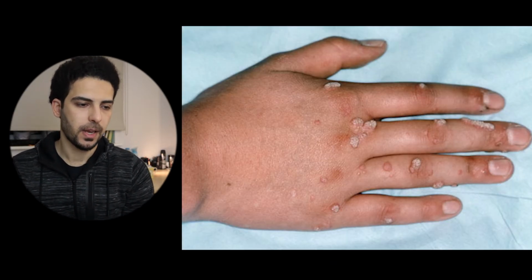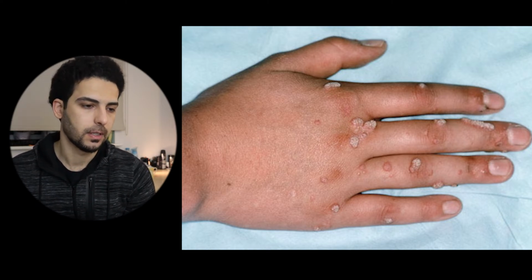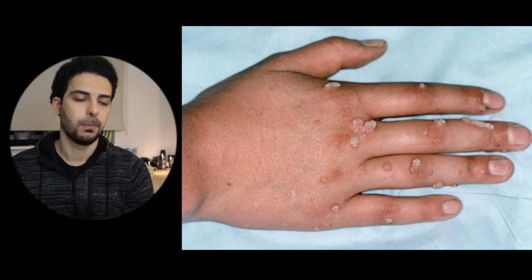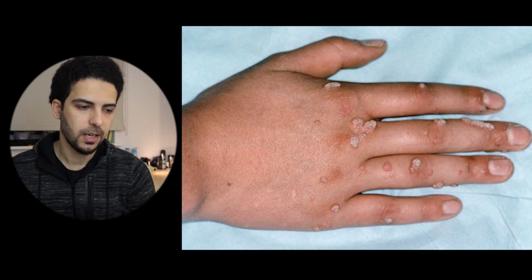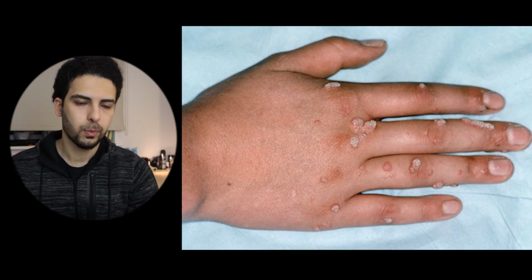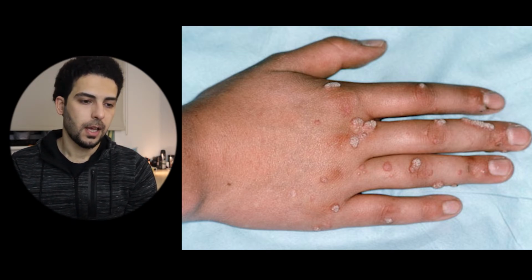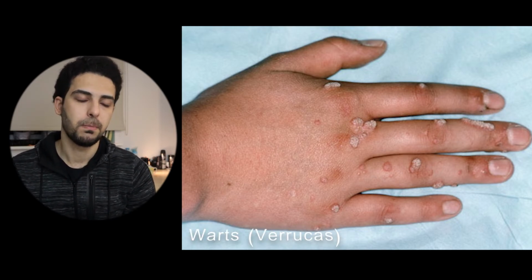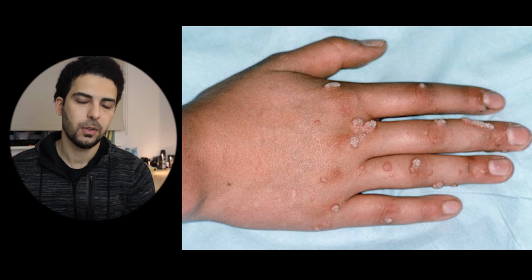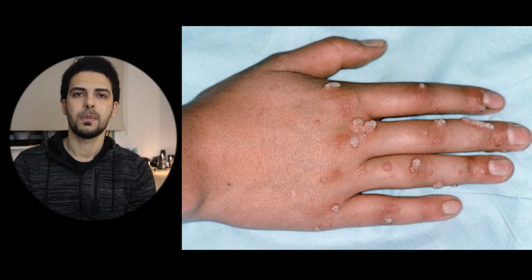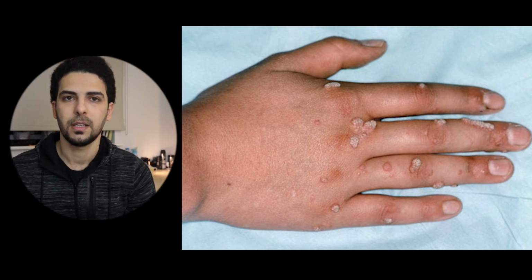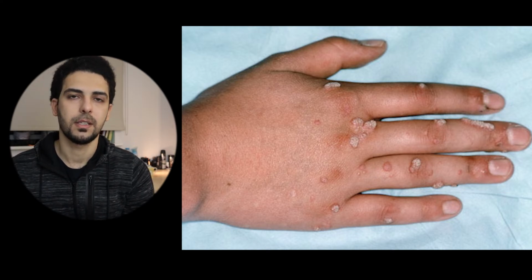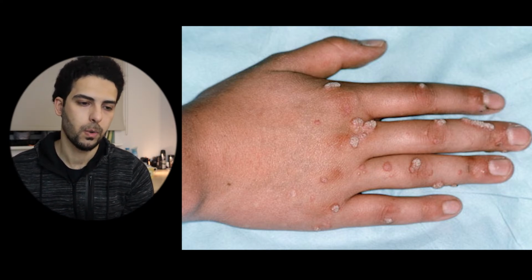Let's go to the next case. This is an extremely common skin condition. This is a hand with some fleshy bumps on the fingers without any pain or bleeding. These are called warts or verrucas, and they are caused by human papillomaviruses, or HPVs. They can be transmitted through sexual contact, sometimes through hand-to-hand contact. Also, some of the studies say they can be transmitted through clothes.